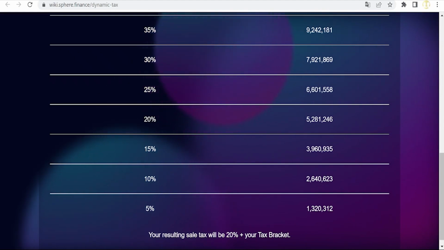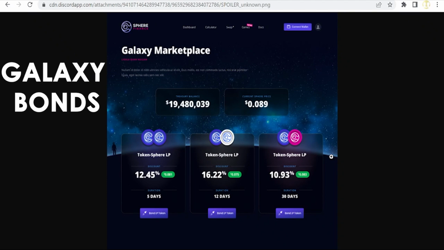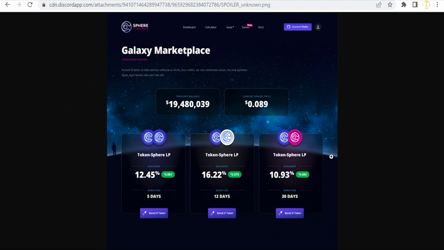That's why they have created, here we are, the Galaxy Bonds, as you can see in this simulated picture. And through these bonds, holders with large amounts of capital will be able to sell their tokens directly to a treasury instead of to the liquidity pool. They will reduce their sale taxes, and the buyers will have a discount, as we can see here, depending on the duration of the bond, as we can see also here, 5 days, 12 days, or 30 days.